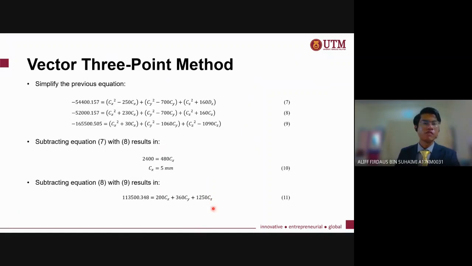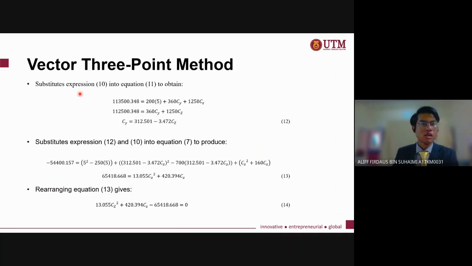Then we simplify the previous equations, and after simplifying, we subtract equation 7 with equation 8, and we get Cx, which is 5 mm. And then we subtract equation 8 with 9, resulting in this equation. After that, we substitute the expression into equation 11 to obtain Cy in terms of Cz. After that, we substitute expressions 12 and 10 into equation 7 to produce this quadratic equation, equation 13.